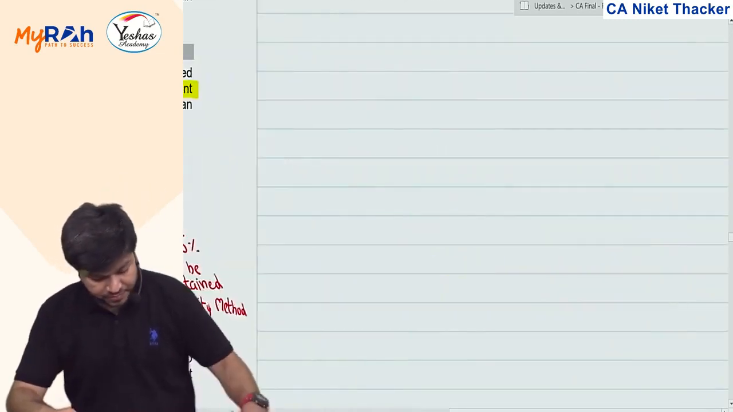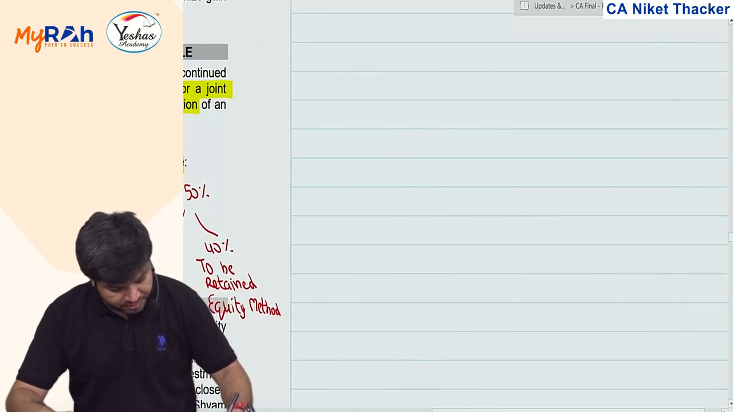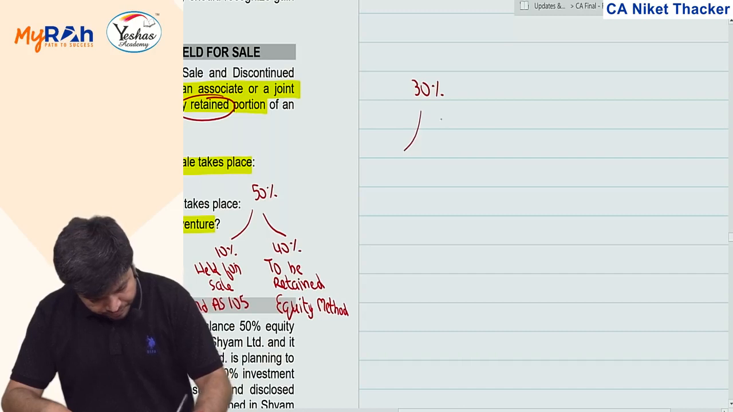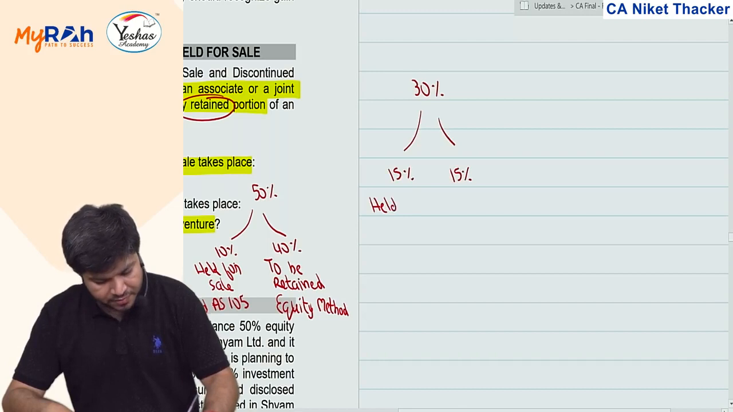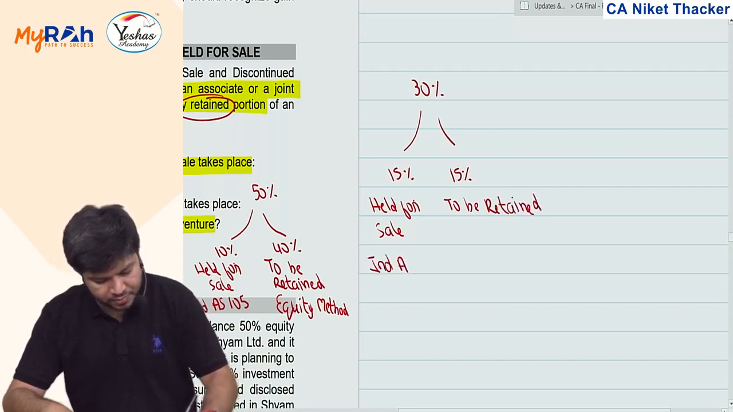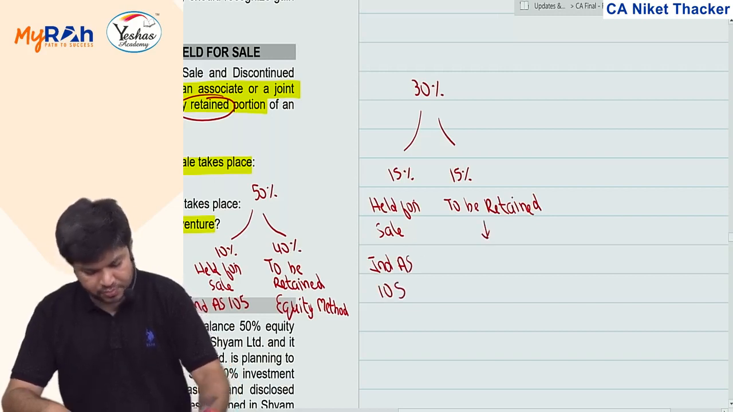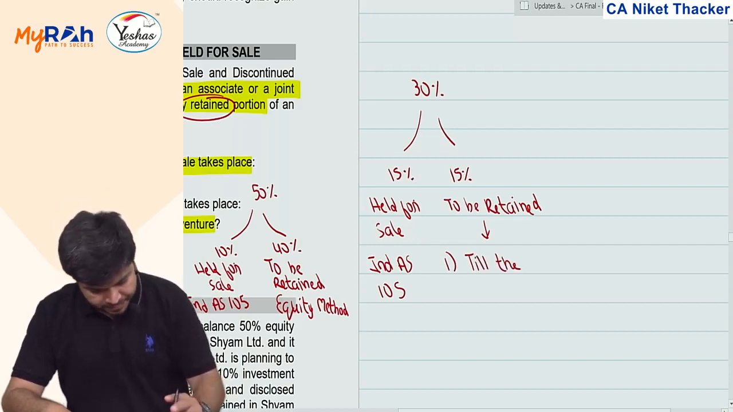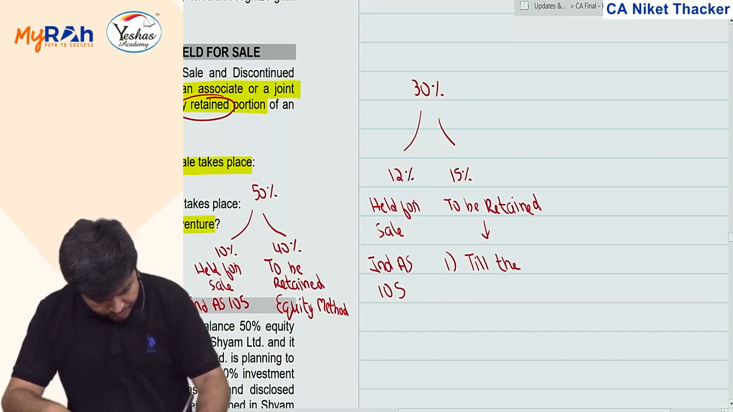But imagine 30%. Okay, just pay attention. Imagine, I just write like this for your understanding. Say 30, 15, 15. 15 held for sale, and this is to be retained. Held for sale goes in Ind AS 105. This to be retained. तो इसका क्या करें? Till the other 15%. Okay, let me make it 12 and 18.